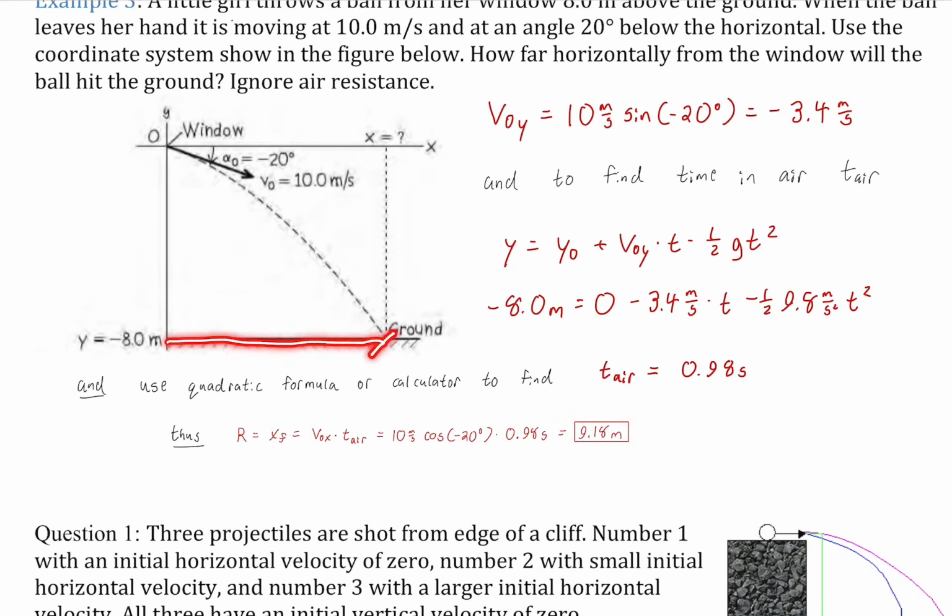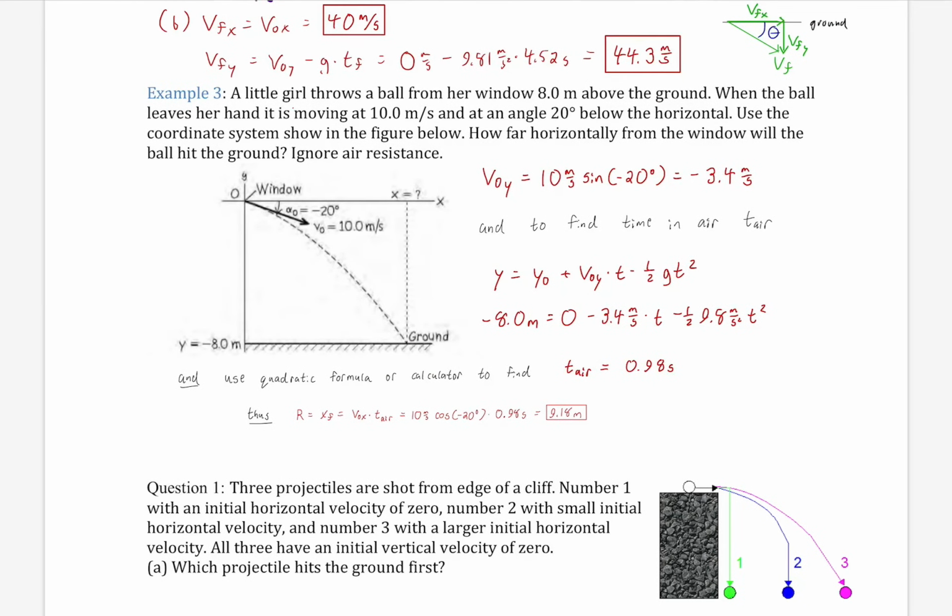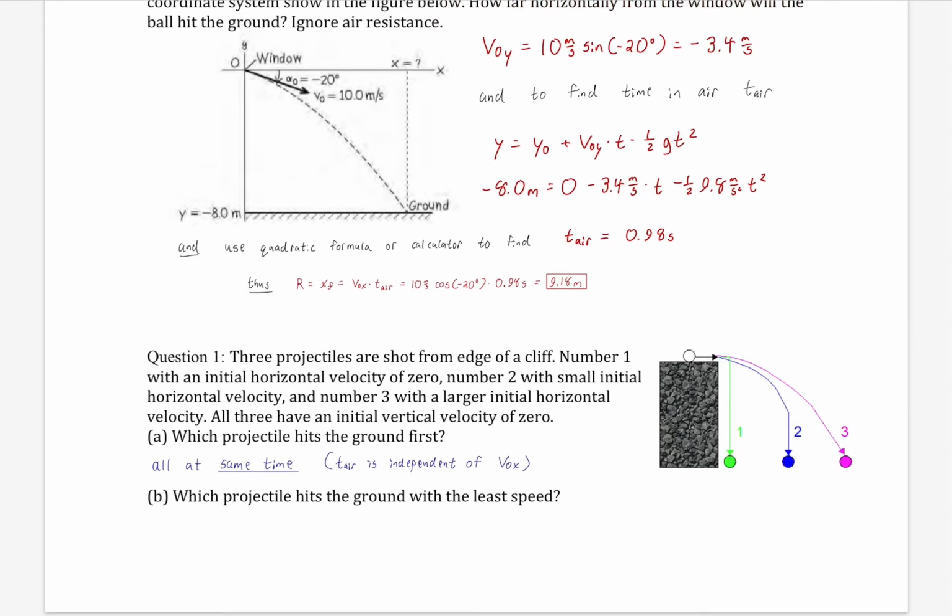So that's this distance here. This is r, 9.18 meters. If she had thrown it horizontally, it would have gone further. Throwing it down a little bit shortens the range. How do we know it shortens the range? Well, because we got this negative linear term. All right, so moving on to the concept question.